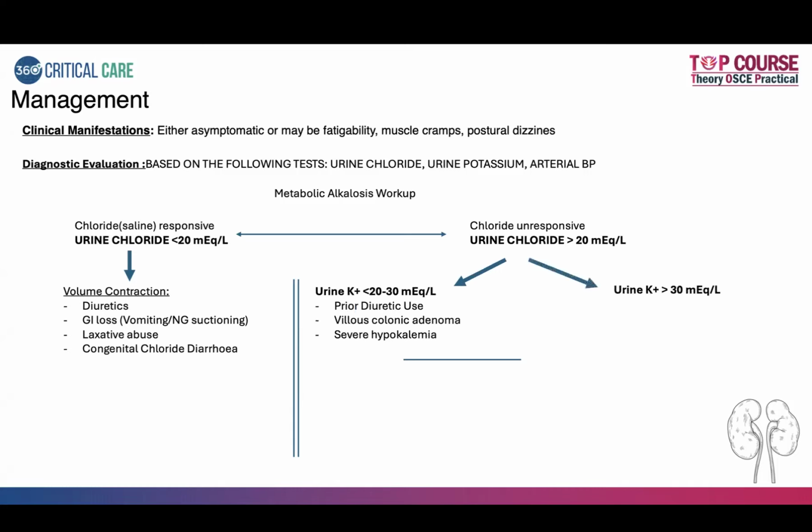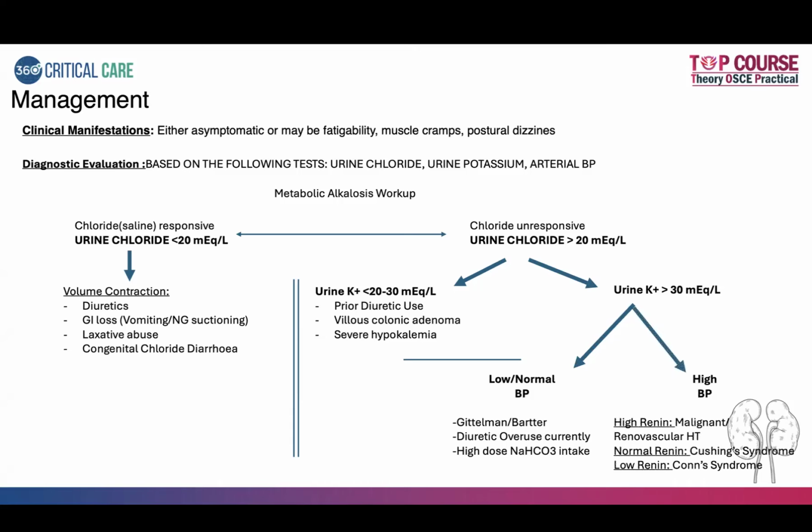Whereas if the urine potassium is more than 30, then you need to check the BP. So if the BP is low or normal, it can be attributed to Gitelman's or Bartter's, high dose sodium bicarbonate infusions, diuretic overuse that will be ongoing.